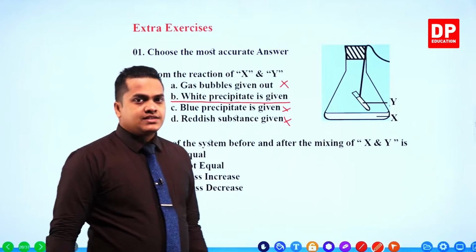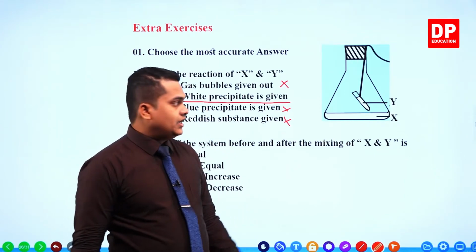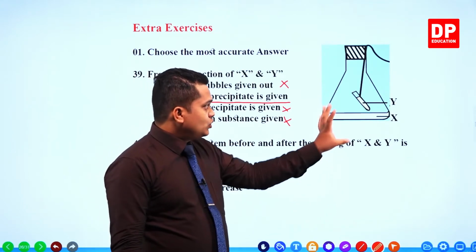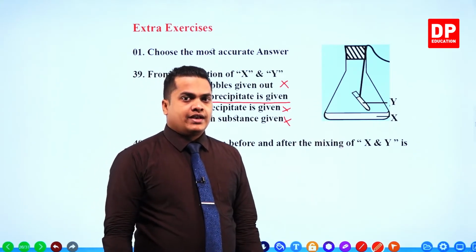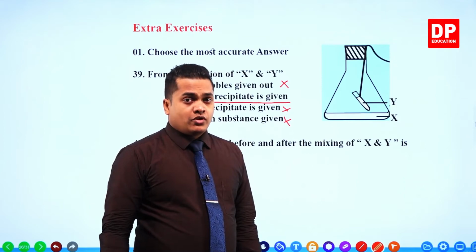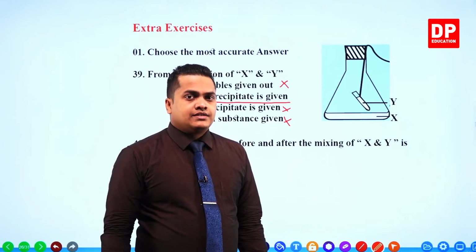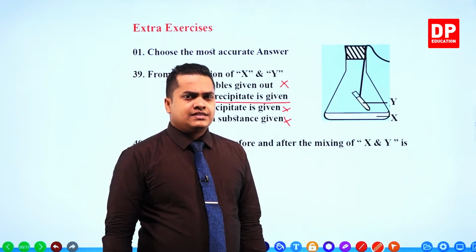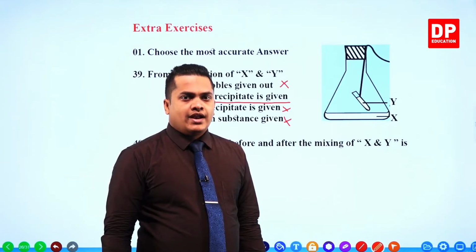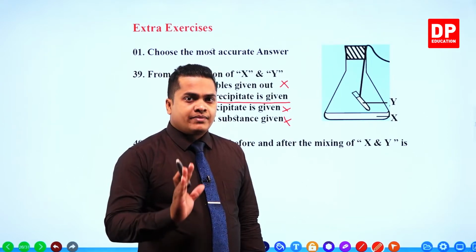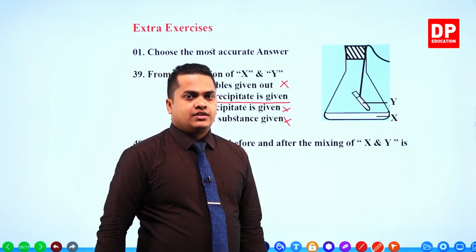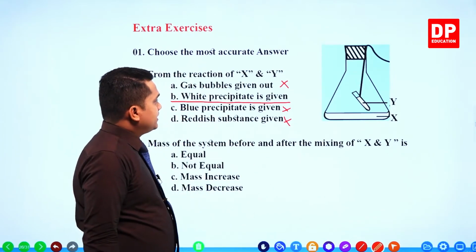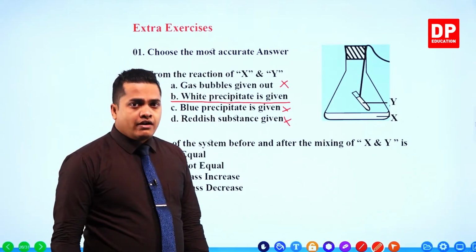So the correct answer for this question would be, when you mix these two liquids together, lead nitrate and sodium chloride solution, the product created is white in color. Also it is a precipitate that is going to deposit within the liquid. So the white color precipitate is given out. That would be our answer.